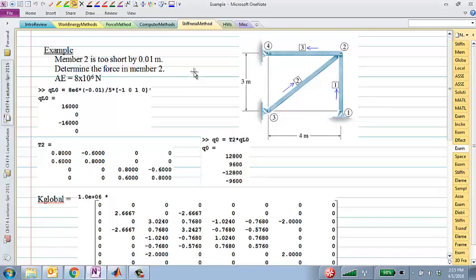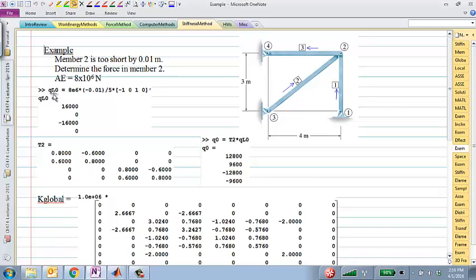Compression. Right? So since member 2 is too short, it's going to try to pull that node 2 down, and that will cause compression in the vertical and horizontal legs. Make sense? So that's what we should expect as a result. Now, to get to that result, since this guy is too short, I need to apply initial forces to the truss to extend it back to its correct position, right?